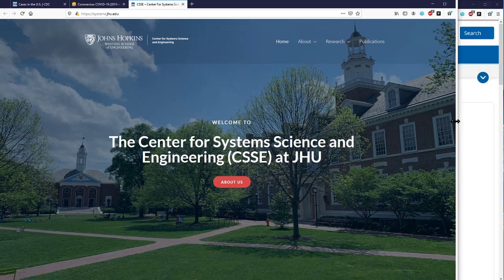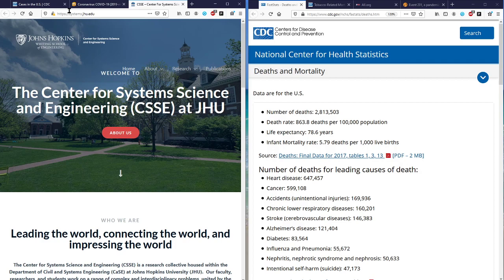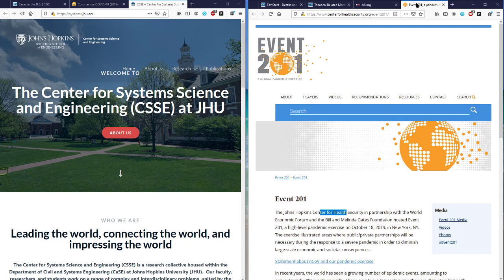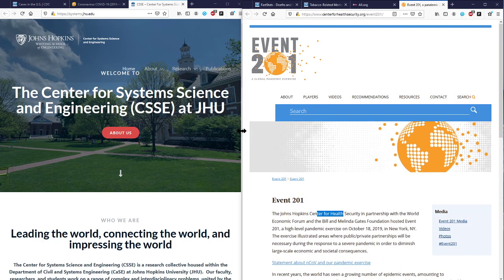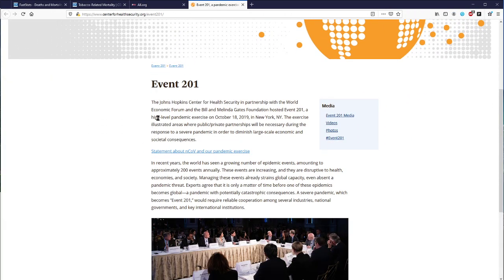So looking at that, what makes it interesting is that if you look over here on Event 201, if we read into it, the Johns Hopkins Center for Health Security in partnership with the World Economic Forum and the Bill and Melinda Gates Foundation hosted Event 201, a high-level pandemic exercise on October 18th, 2019. So this is months before this pandemic happened in New York, New York.